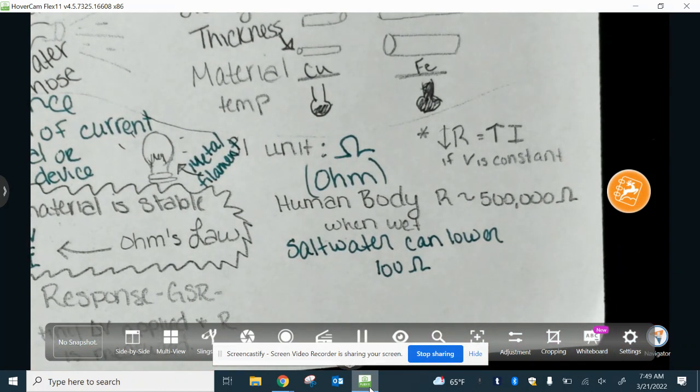This is why when it starts to have thunderstorms that they pull you out of the pool. Because if that lightning strikes that pool, you have very low resistance in that water. While it may not be salt, it's going to have ions in there. You're going to get zapped.